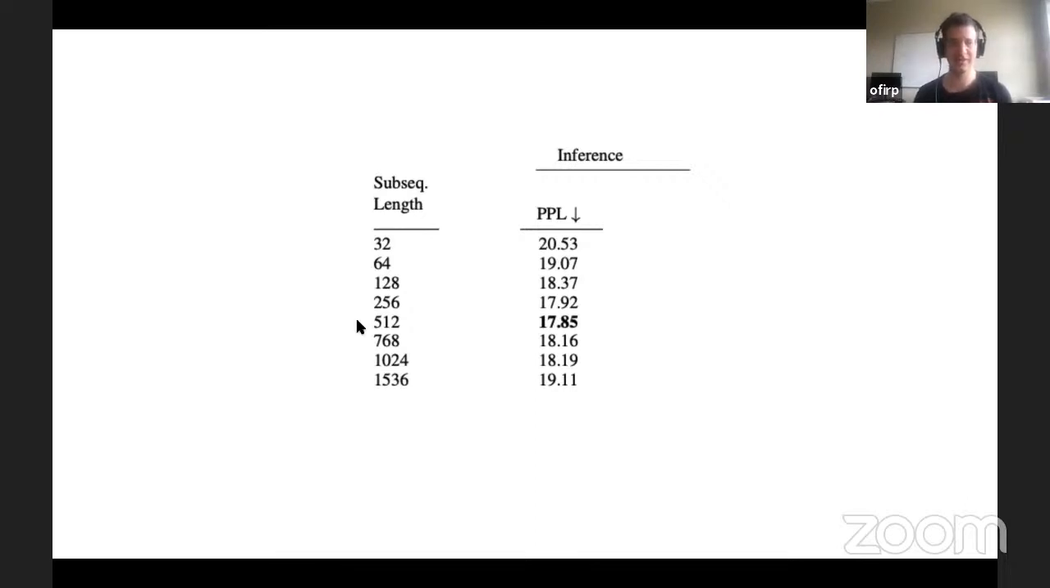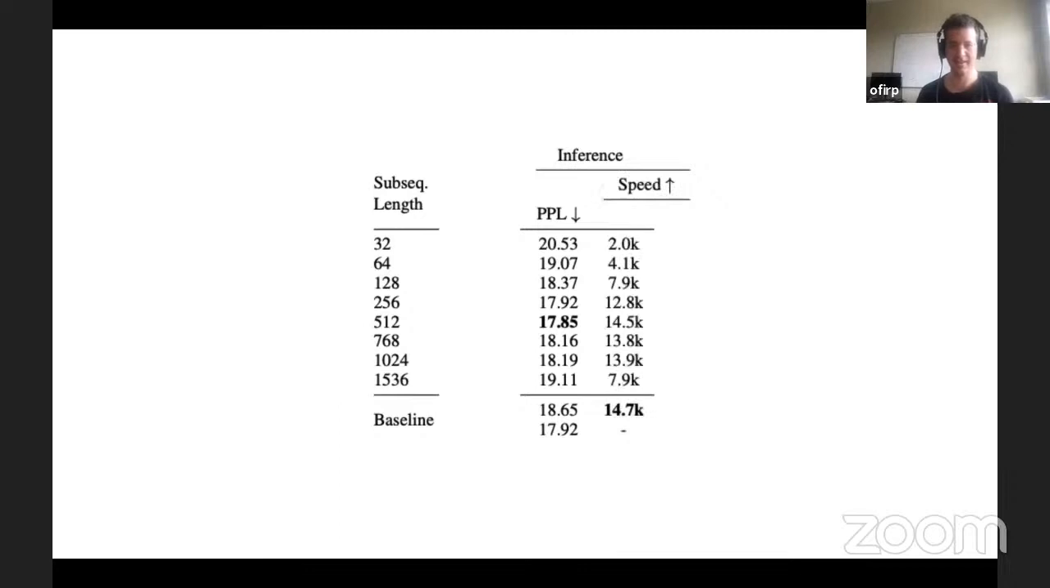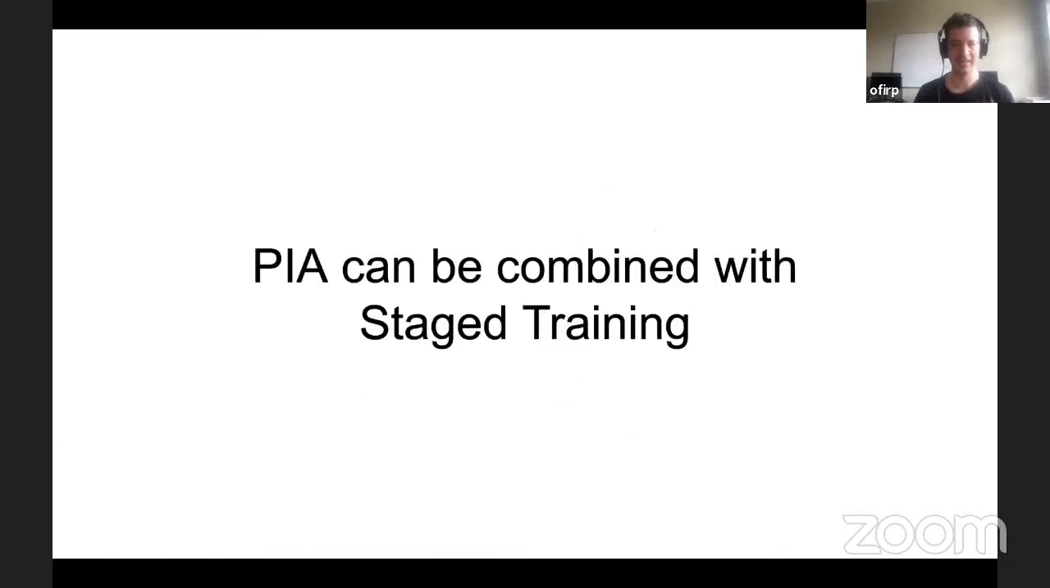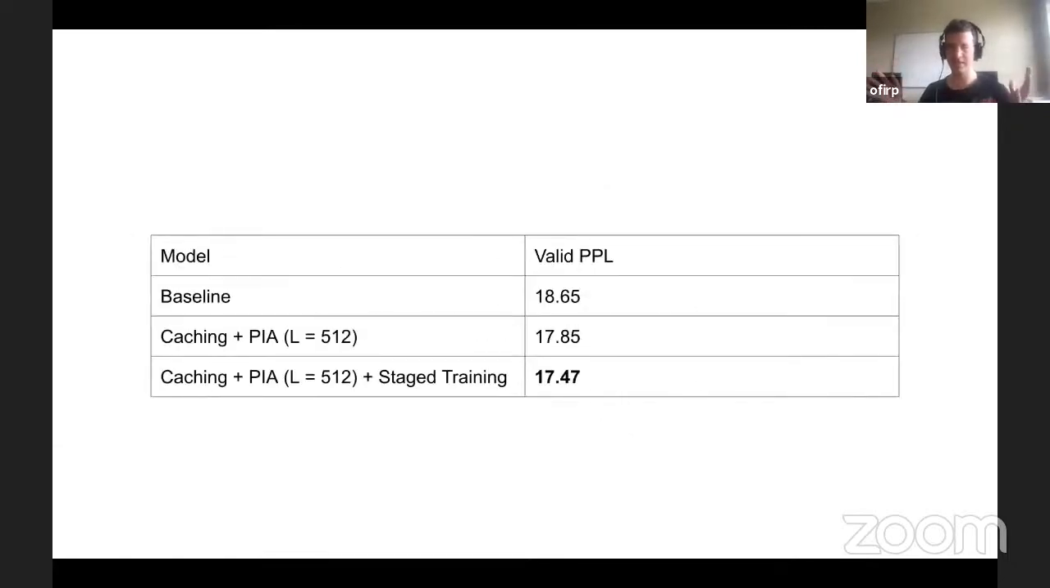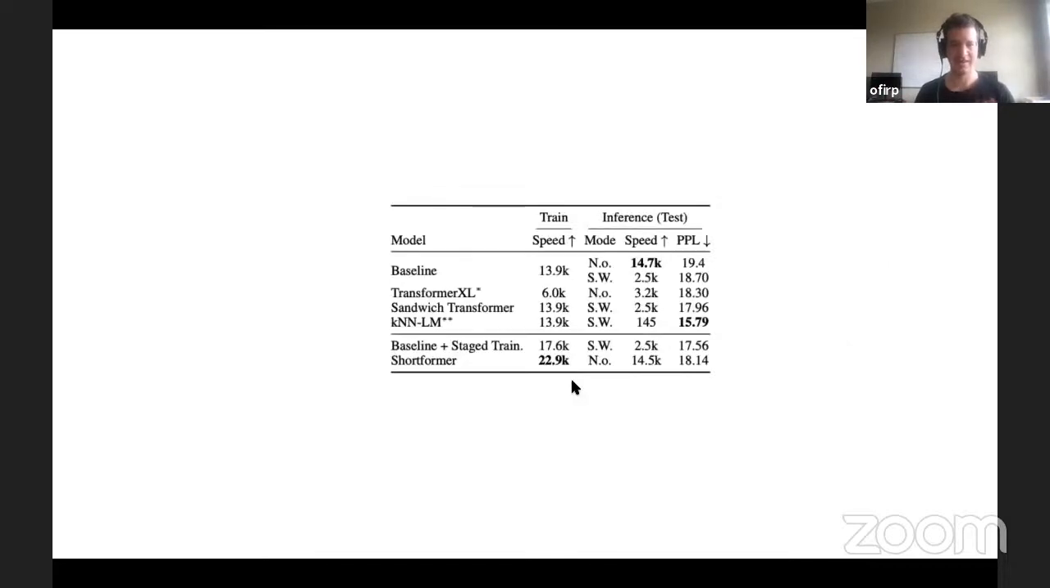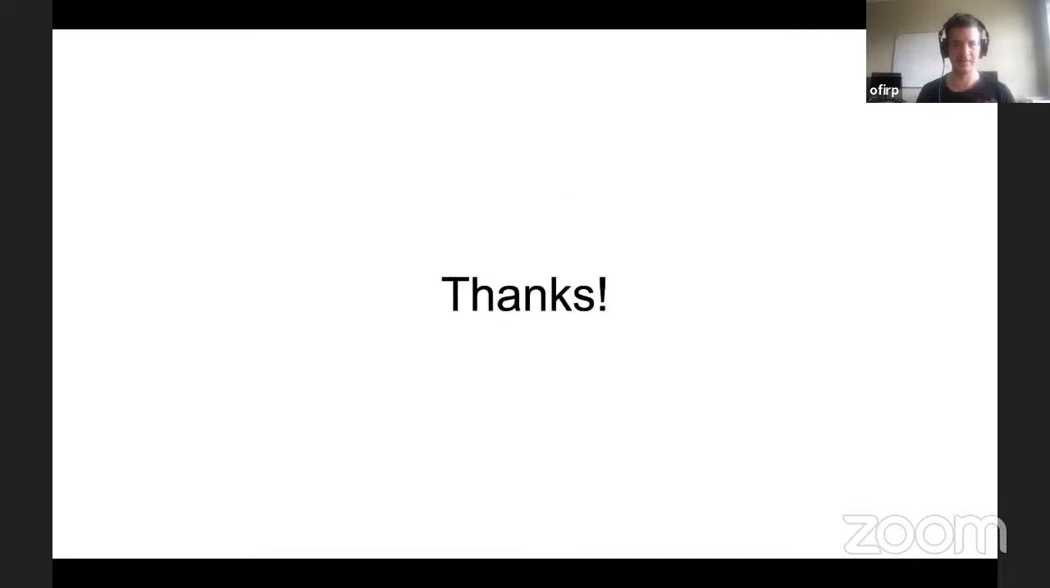I'm not going to talk too much about these numbers because you can just see them in the paper. I don't really have too much to say, but of course we beat the baseline and we're super quick. We're just a smidge slower than the baseline. And we can combine these two methods that I showed you to achieve even better performance. So if you just use caching and position-infused attention, you beat the baseline. But if you train that model with staged training, it beats the baseline even more.